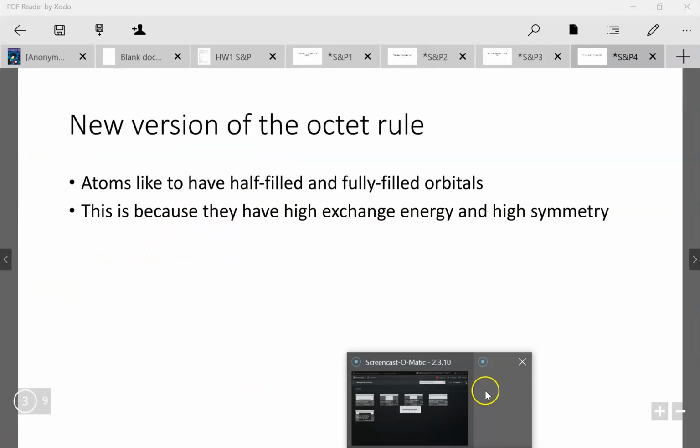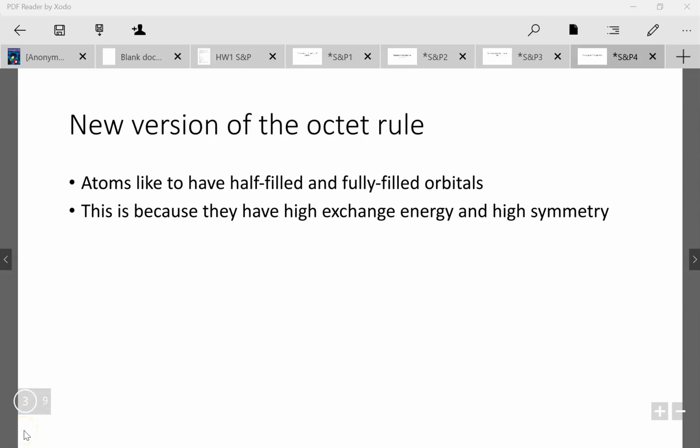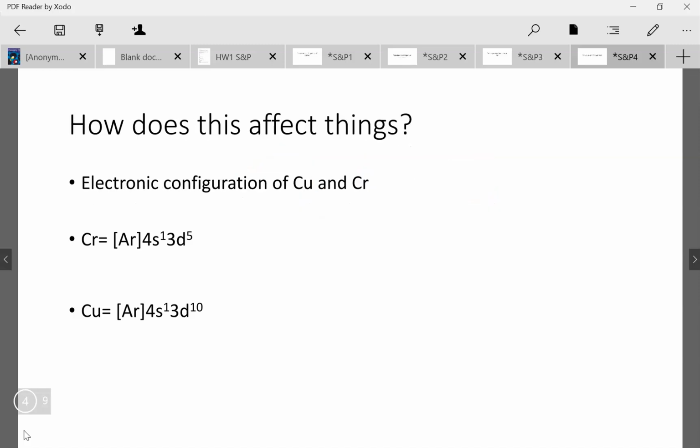We do have to discuss a new octet rule for these kinds of things. Atoms like to have half-filled and fully filled orbitals. They do want to achieve basically a noble gas configuration, and they're going to try that, but a half-filled or fully filled orbital confers more stability on an atom than before. So, for example, the electronic configuration of copper and chromium. Chromium here has argon 4s1 3d5 instead of what you might expect it to be.